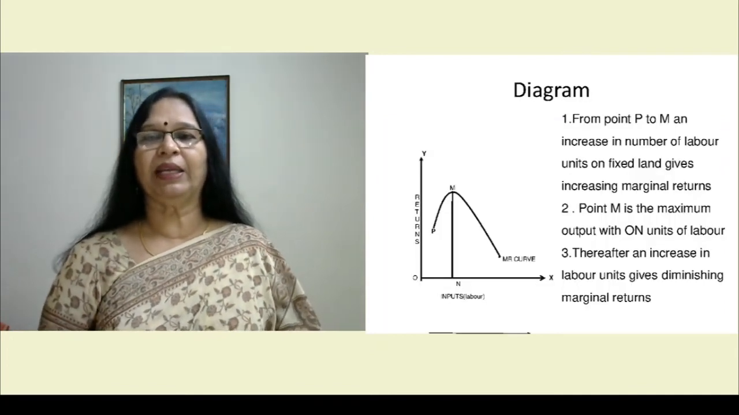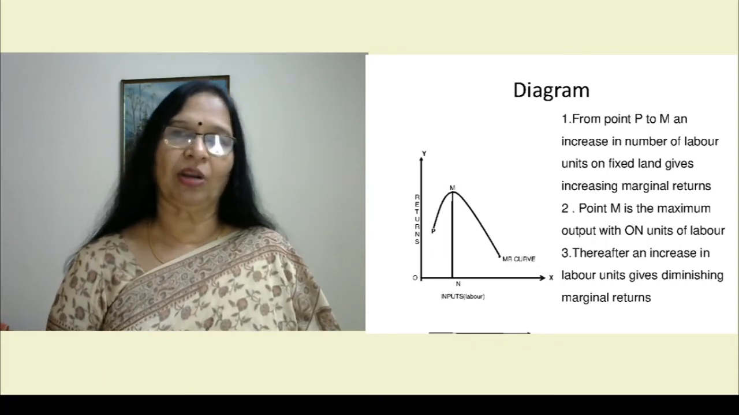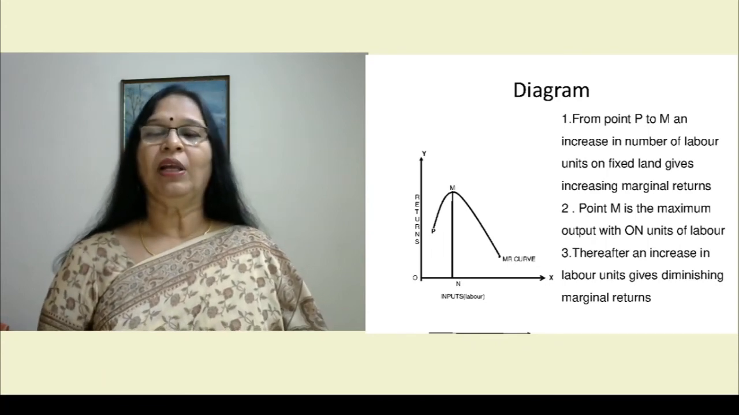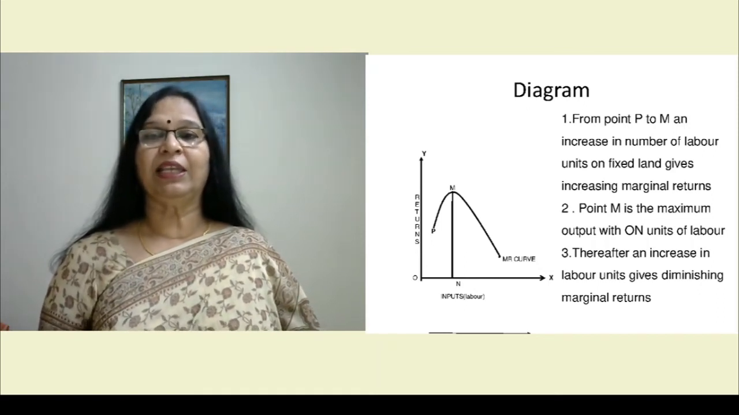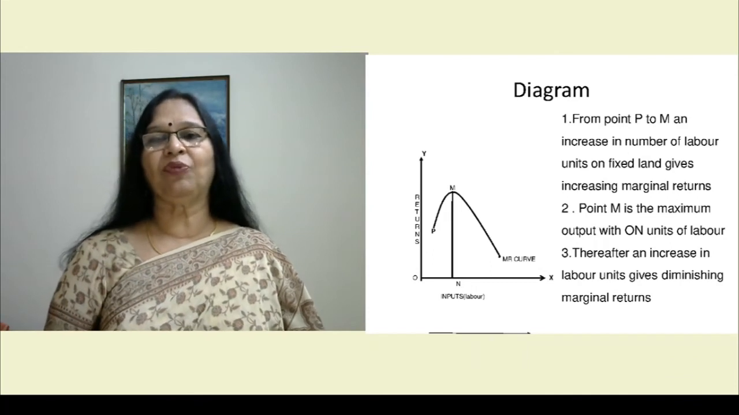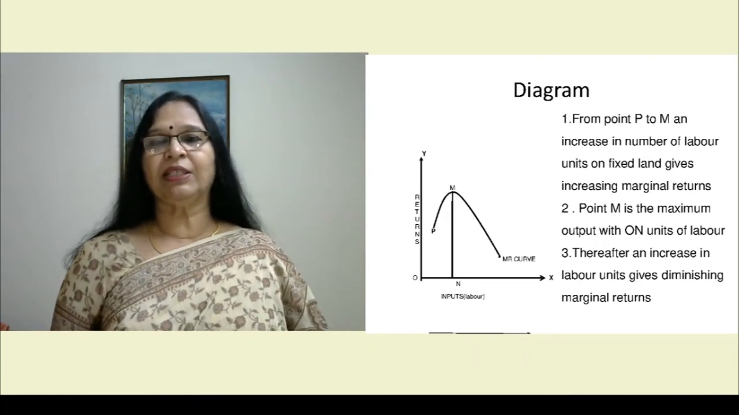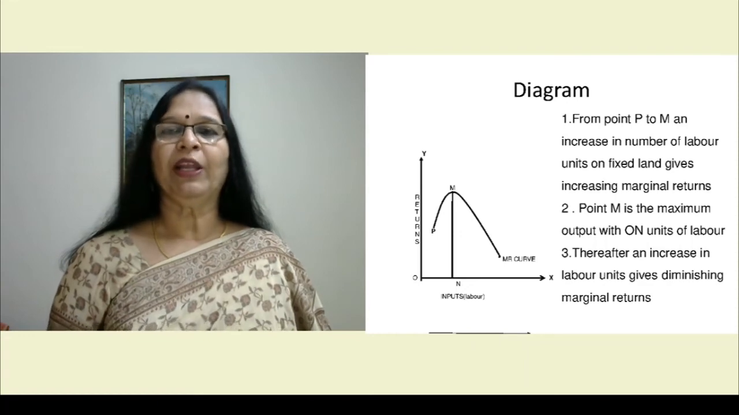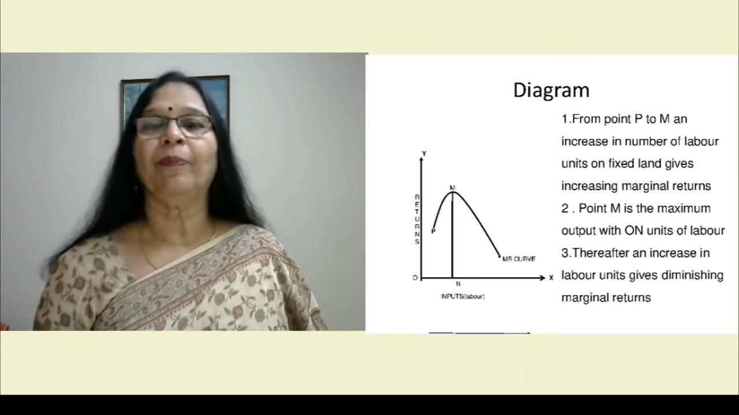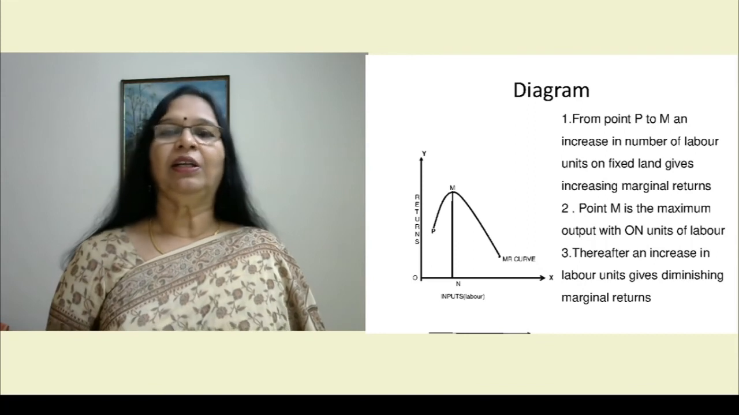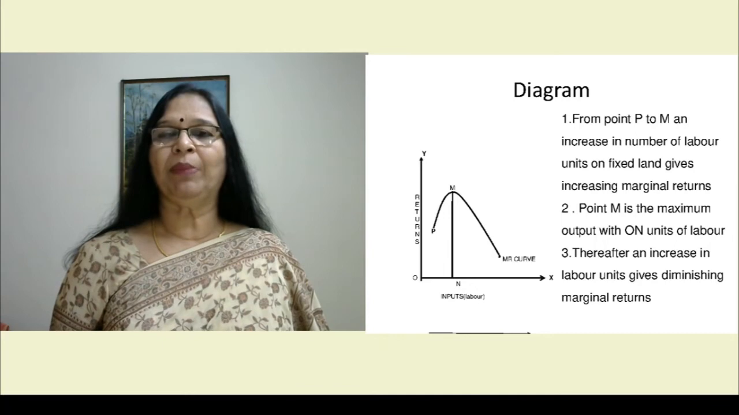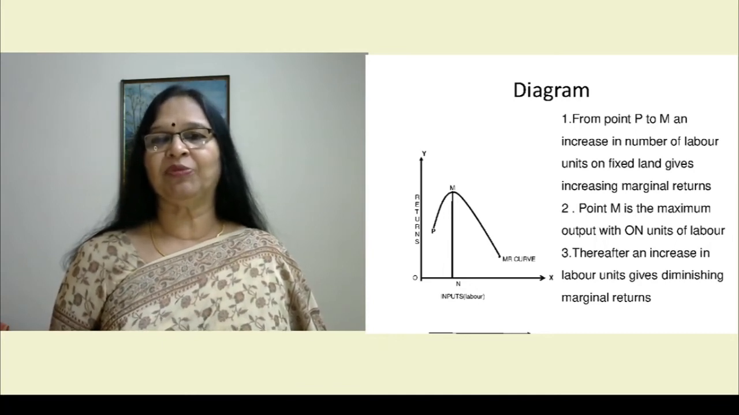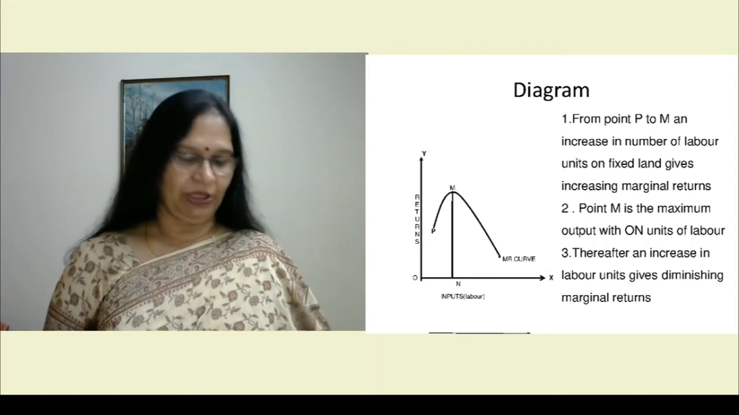This is a simple diagram that the classical economists could possibly think of. That means the total production curve is the one, the marginal production curve is the one that is an inverted U shape, and it shows that when the laborers are increasing, the marginal product is also increasing. It reaches its maximum at point M, and thereafter at M with the labor ON, the maximum production happens at OM labor. Thereafter, when more and more laborers are employed, the marginal returns from that factor actually begin to diminish.